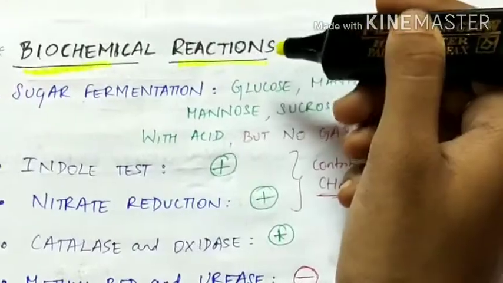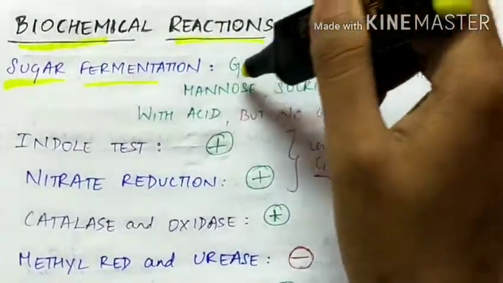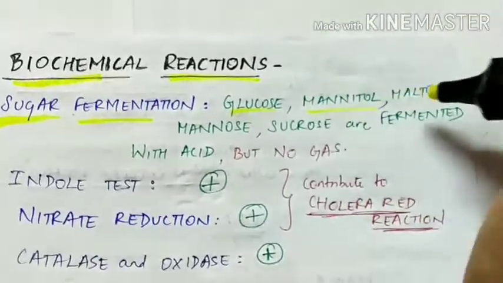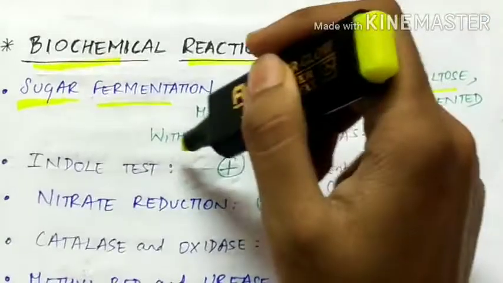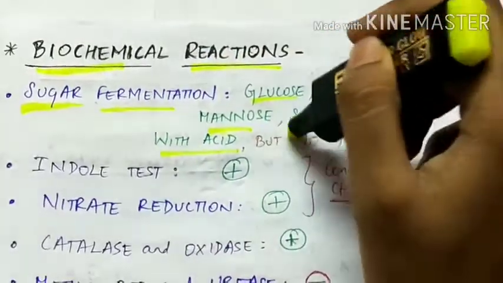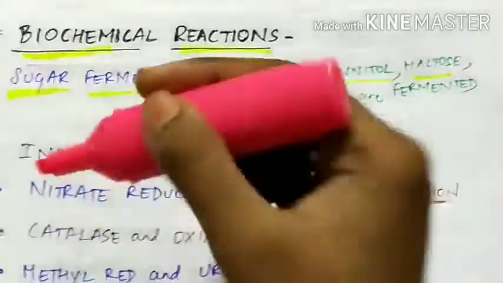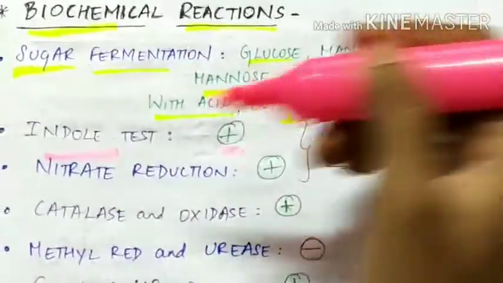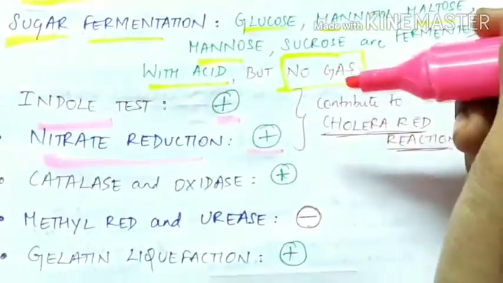Biochemical reactions of Vibrio cholerae. Sugar fermentation: it ferments glucose, mannitol, maltose, mannose and sucrose with the production of acid but no gas production. Indole test is positive and nitrate reduction is positive, that is nitrates are reduced to nitrites.